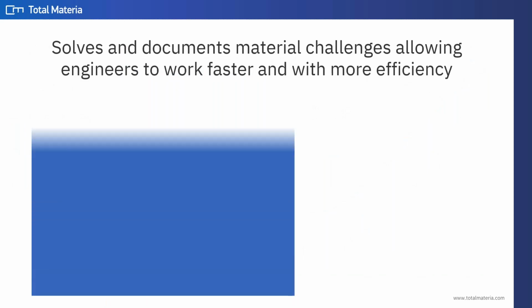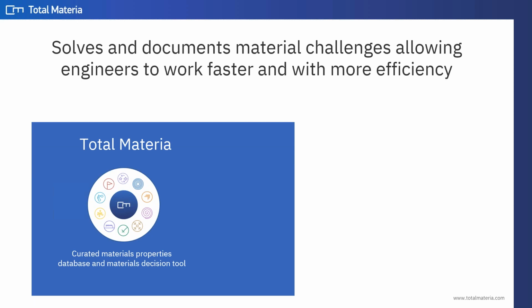So firstly, what is Total Materia? Total Materia is essentially a curated materials properties database and, of course, a great materials decision-making tool. Besides different properties, different naming, designations, and different material groups, Total Materia helps with all its different functionalities to help you choose the best material for your product. Maybe you need to substitute a specific material. Maybe you need to find the same material in a different standard. Total Materia is here to help solve and document different challenges, allowing the team to work faster and, most importantly, with more efficiency.